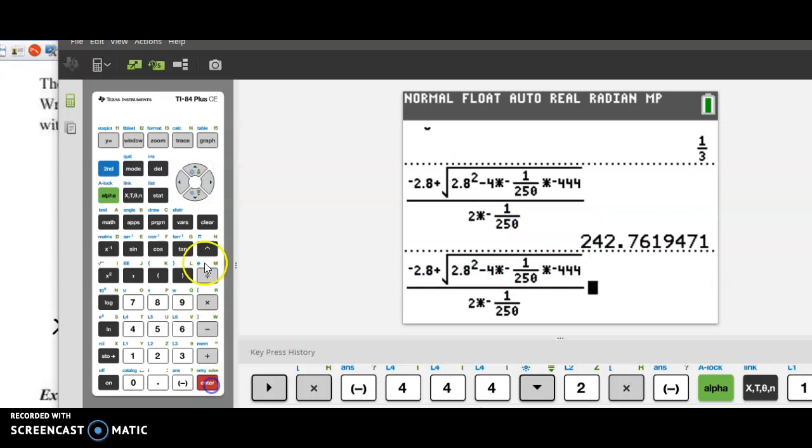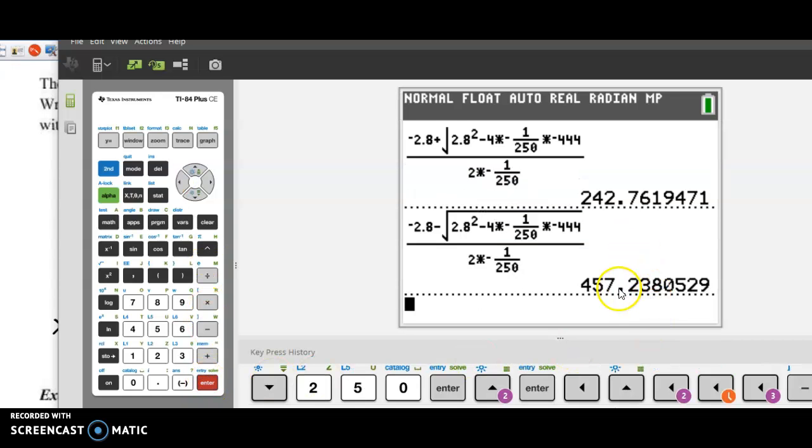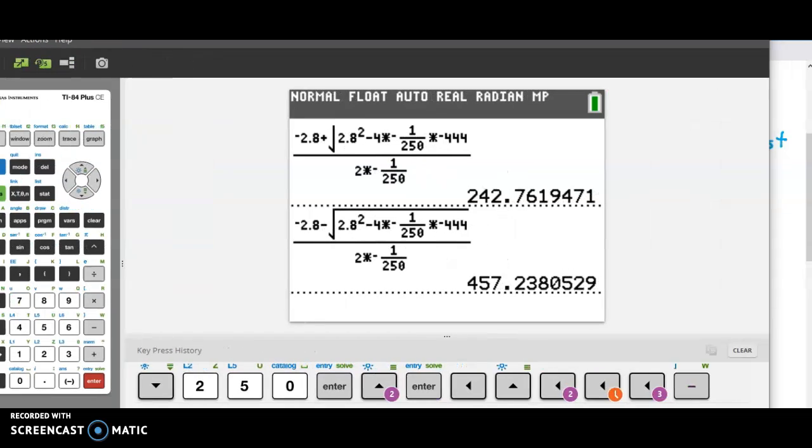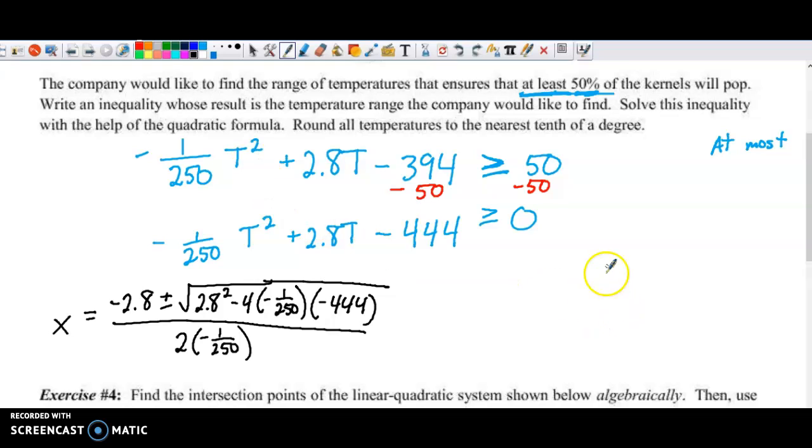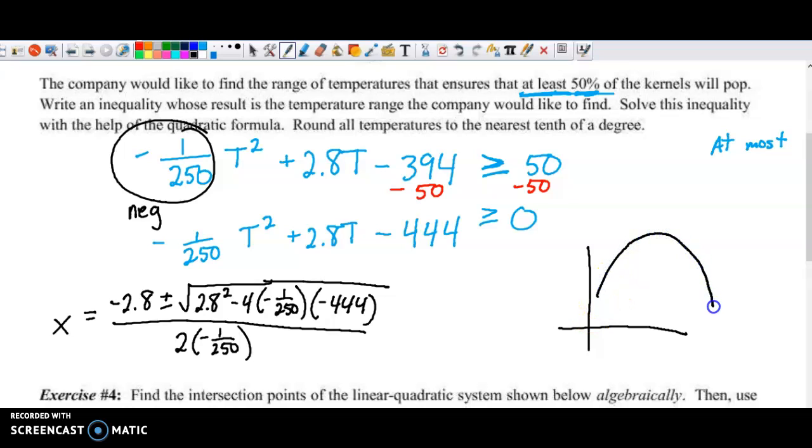But that might not be the only answer, because I need to go up and change that plus to a minus, which gives 457.238 degrees. So let's actually understand what kind of graph we're looking at. Before committing to an answer, think about how this is a negative a value. So what that tells me, I don't know exactly what this graph looks like, but it goes up and then comes back down.